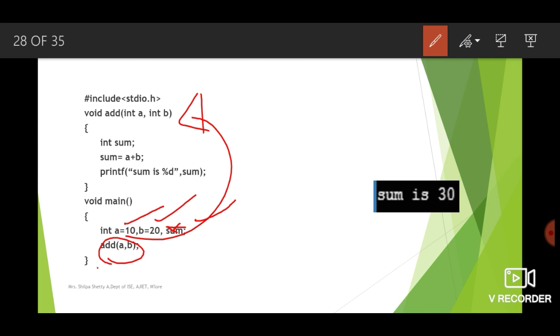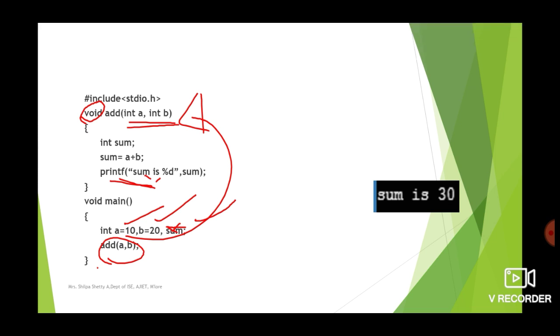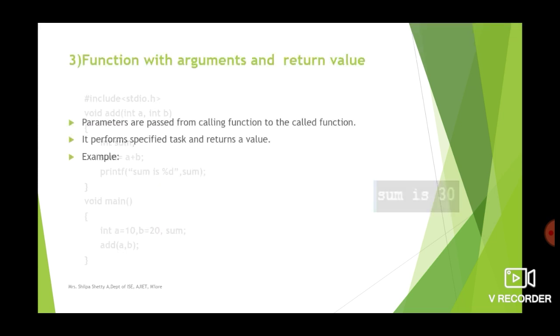So here what happens is, the add function is taking two parameters, a and b, but it is not returning a value. That means the return type is void, so therefore there is no return statement in this function. So this type of function belongs to the second category.